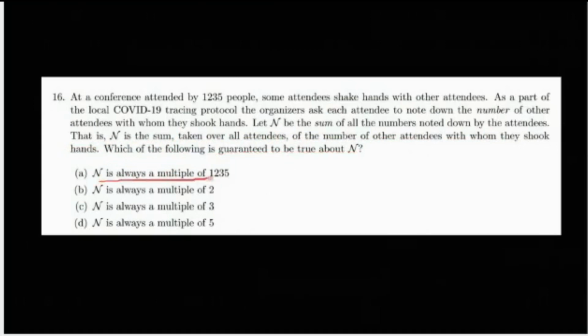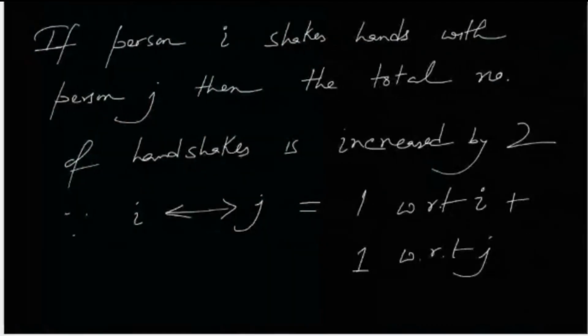n is always a multiple of 1235, n is always a multiple of 2, always a multiple of 3, always a multiple of 5. So basically, we have to find the nature of n. Not all of the attendees shook hands with all the other attendees. It just said that some attendees shook hands with other attendees, right? So it might seem a bit difficult because you don't know how many of them shook hands with others, but it's actually very easy.